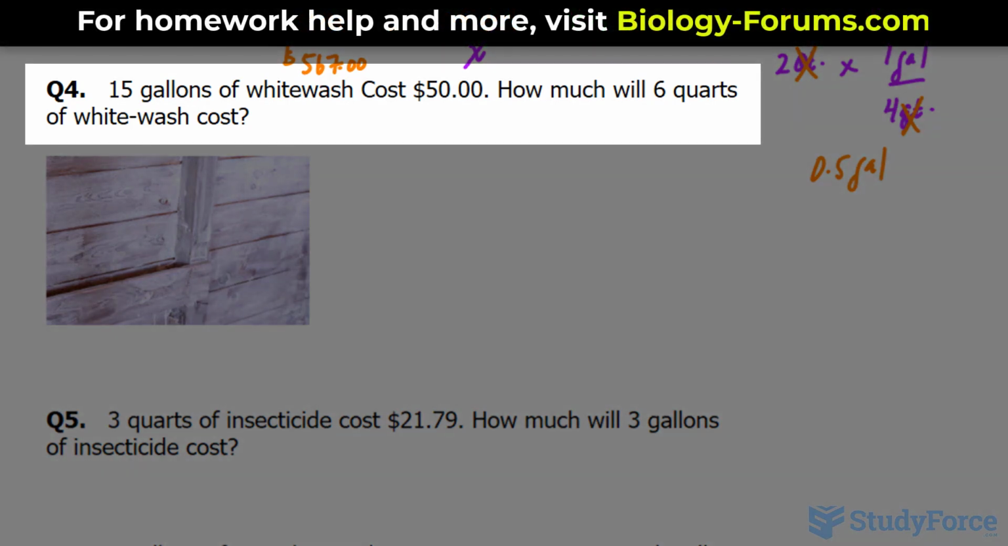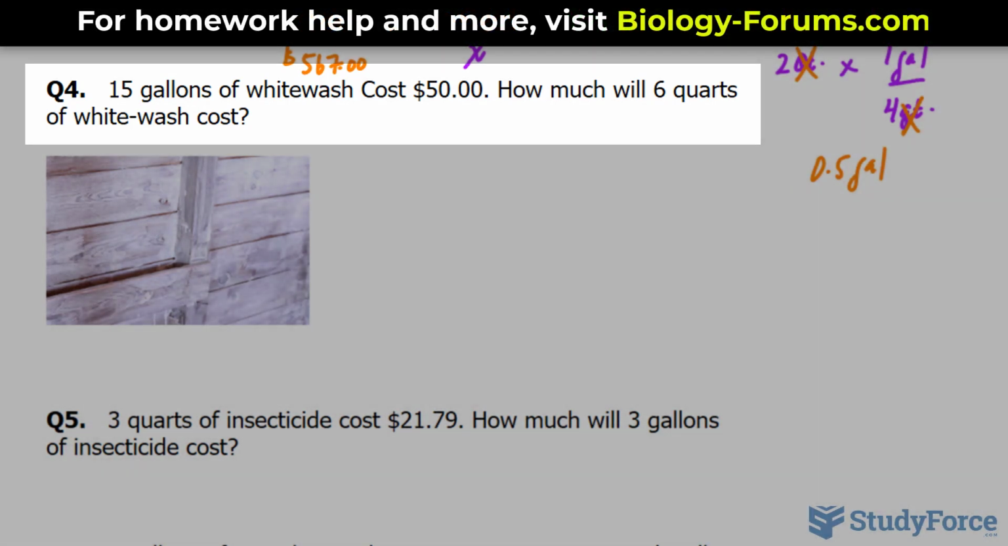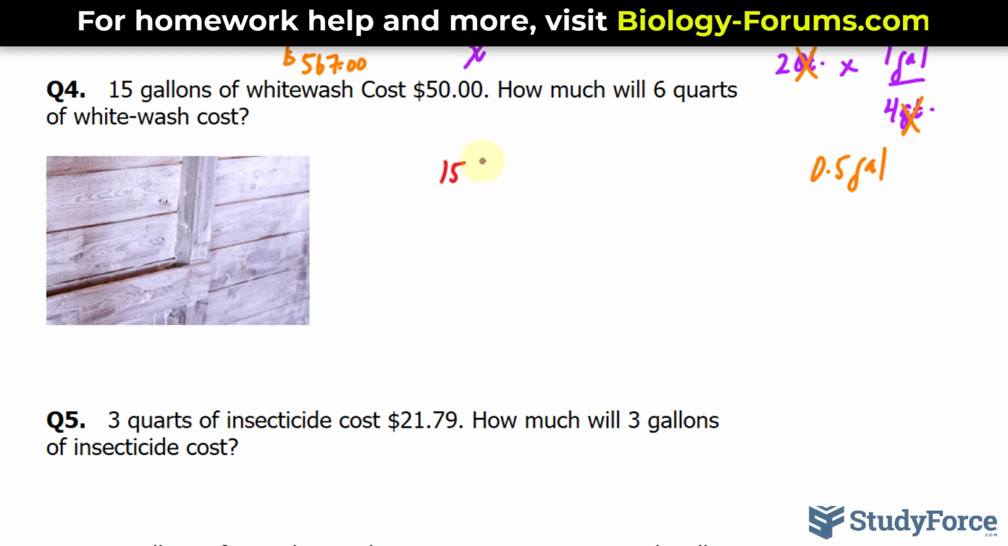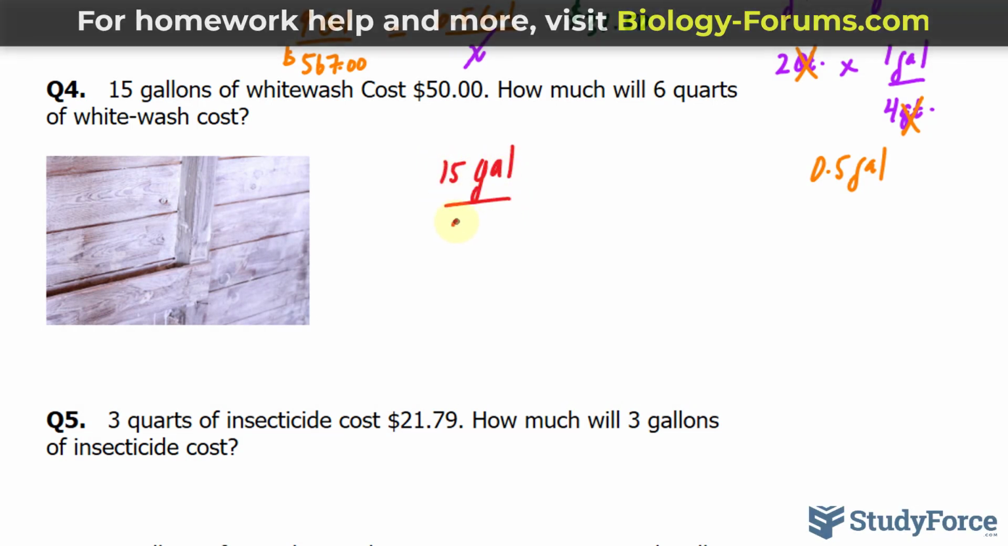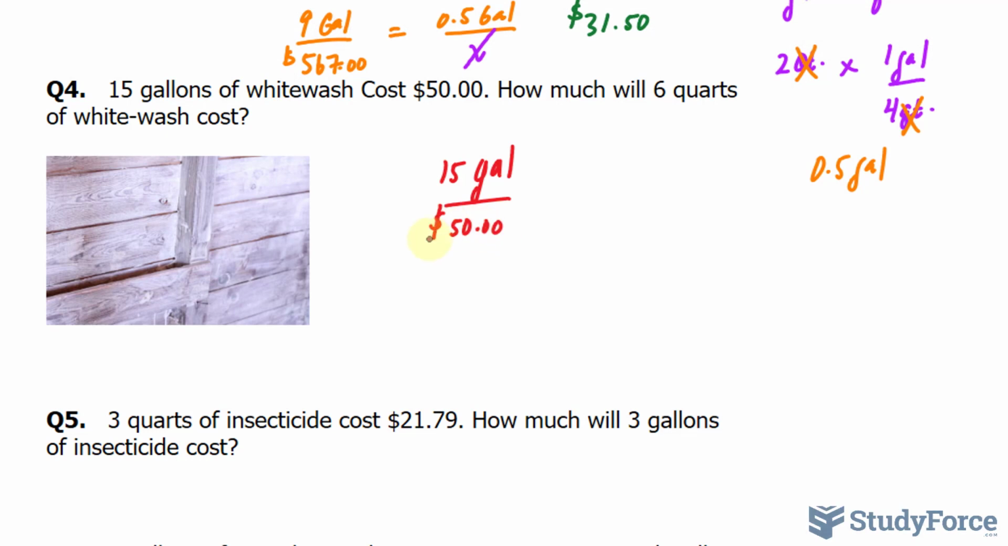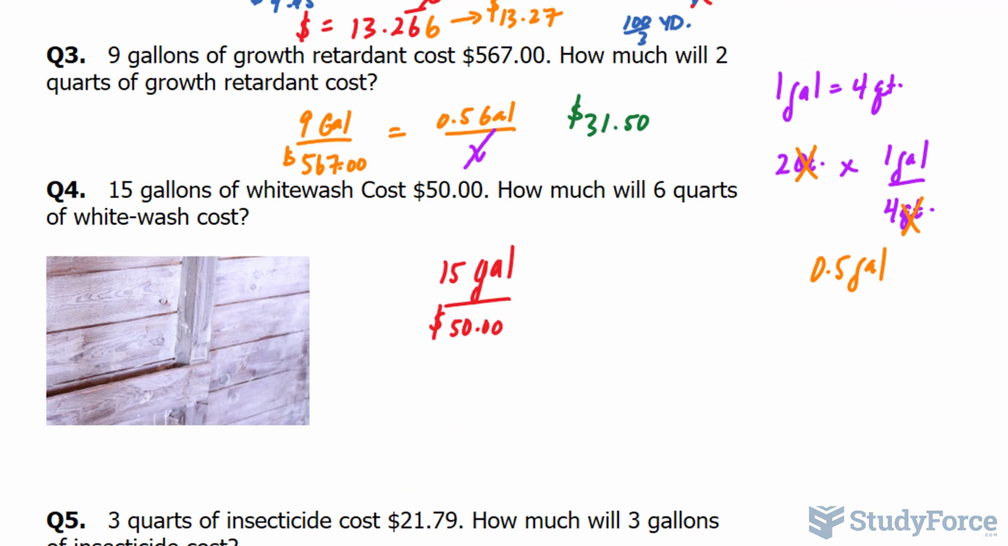It reads, 15 gallons of whitewash costs $50. We'll write this down as a ratio, 15 gallons per every $50. How much will 6 quarts cost? In question 3, we covered the conversion between quarts and gallons. We discovered that 1 gallon is equal to 4 quarts. So I'll convert 6 quarts, and by all means you can convert 15 gallons to quarts and work from there. Since I've already written this down, I'll just convert 6 quarts.